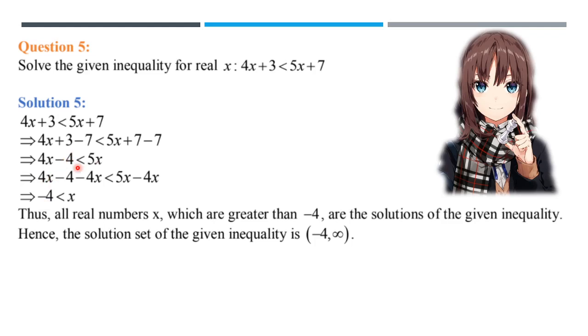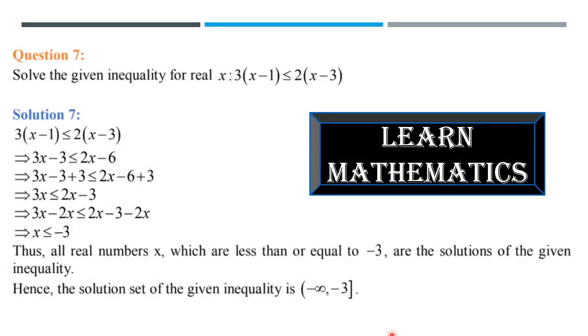So this 4x minus 4x will be cancelled and 5x minus 4x will be x. So x is greater than minus 4. How much greater? We don't know, and it is a real number. So we can write it in the form of an interval: minus 4 to infinity in the open bracket.